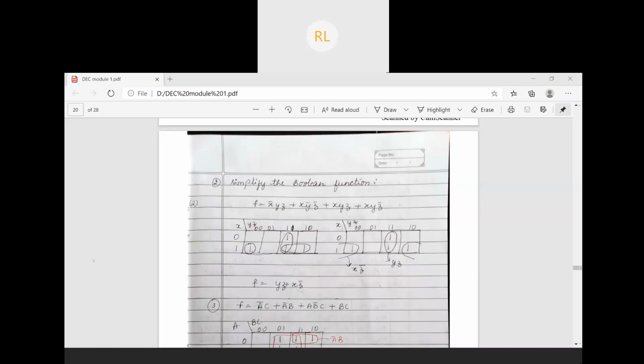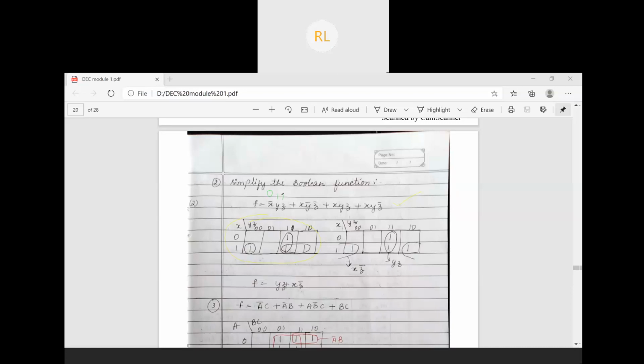For the moment, you can forget this one. What we will do is concentrate on only this map. Now here, if you can see, I have x bar y z. So x bar means 0, and then 1, 1. So you will have to look for this combination here.